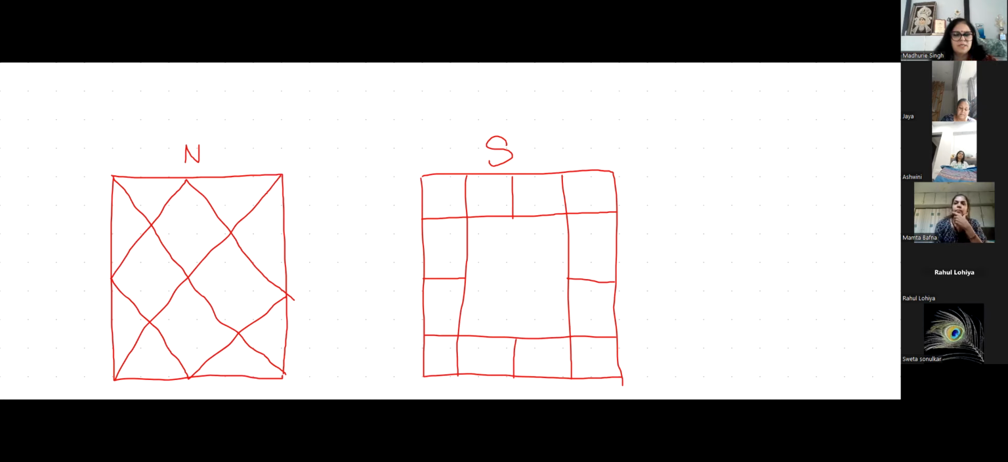Okay, so let's start. All of you have the North and South Indian chart ready in this format. What is this? This is number 1. This is the first house. This is the second house. Third house. Fourth house.